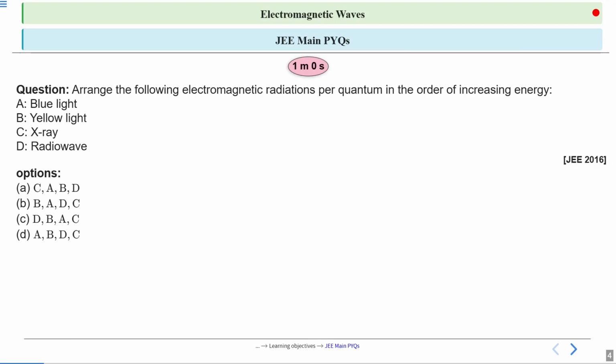So let's begin with the first question. Arrange the following electromagnetic radiations per quantum in order of increasing energy.